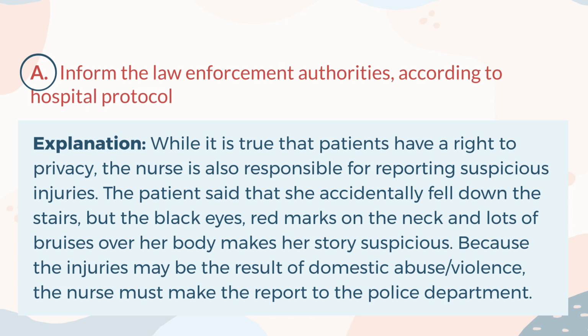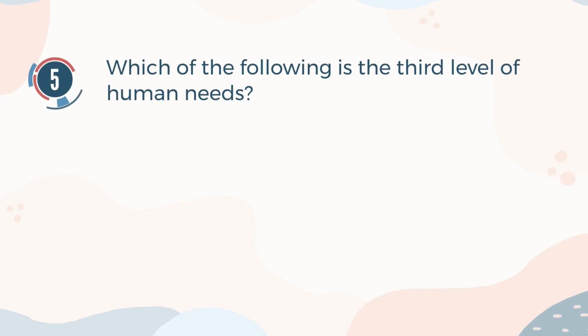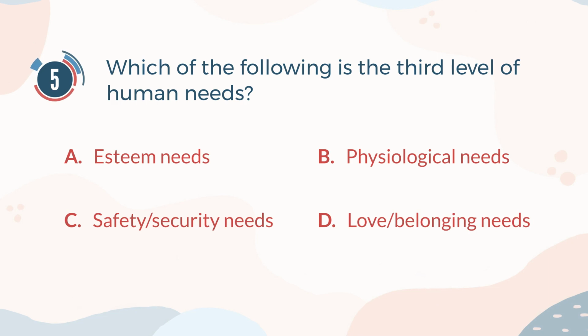Number 5. Which of the following is the third level of human needs? A. Esteem needs. B. Physiological needs. C. Safety, security needs. D. Love or belonging needs.